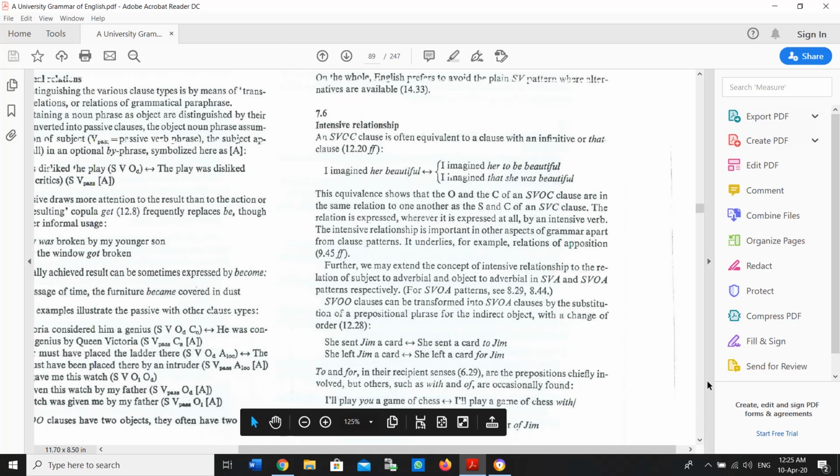Look: I'll play you a game of chess. I'll play a game of chess with you, meaning either with you or against you. So I can use either "with" or "against"; both are correct. So I say: I'll play you a game of chess. I play a game of chess with or against you. Now, she asked Jim a favor. She asked a favor of Jim.